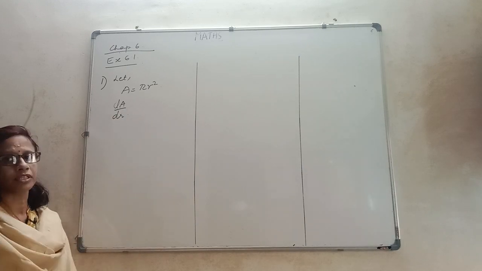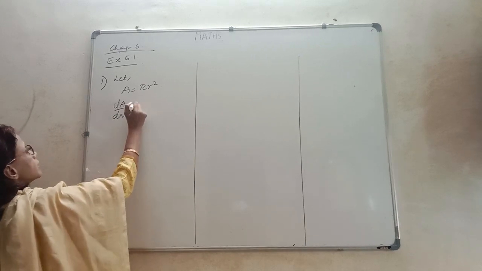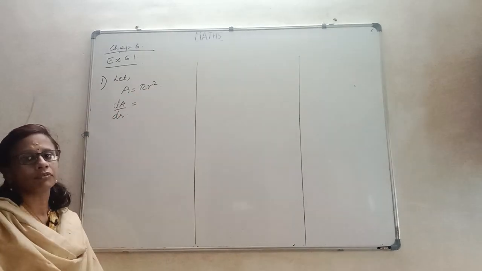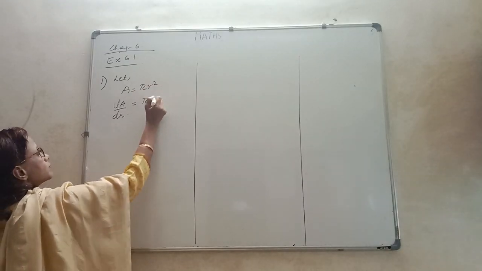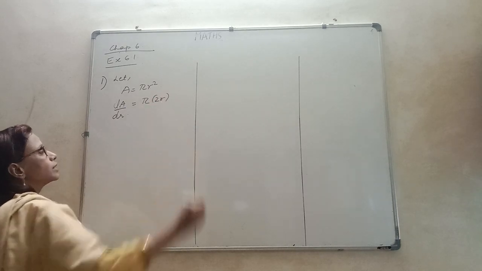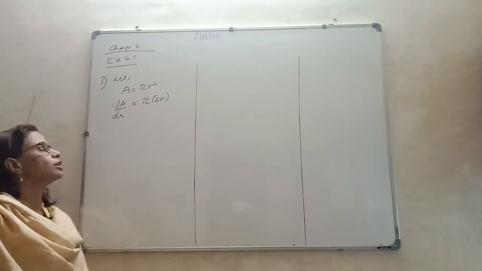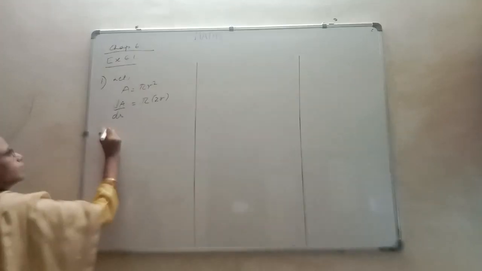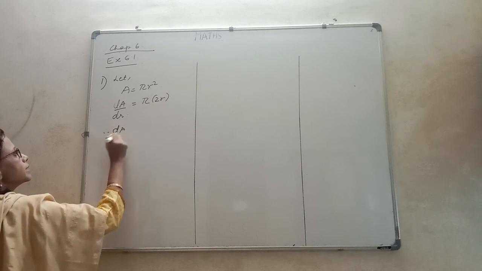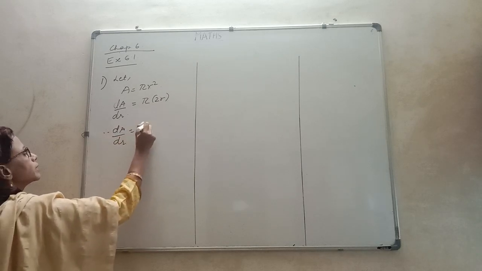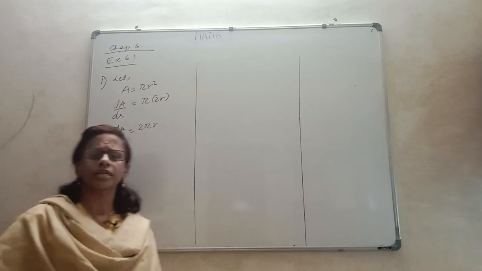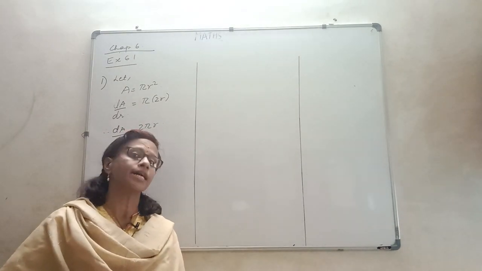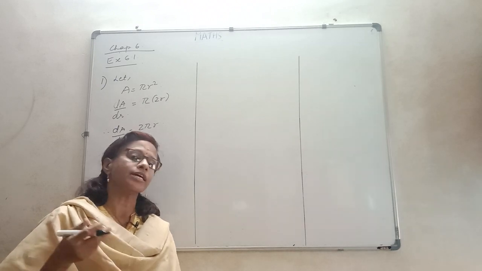So let's find the derivative with respect to r on both sides. The derivative of pi r squared: pi is a constant, so no derivative. R squared with respect to r, we all know that it is 2r. So therefore it is 2 pi r. So we are getting dA by dr equal to 2 pi r. Now that's it. We are done. Now we can just substitute the values and get the answer. They have told us that in the first case it is 3, in the other case it's 4.